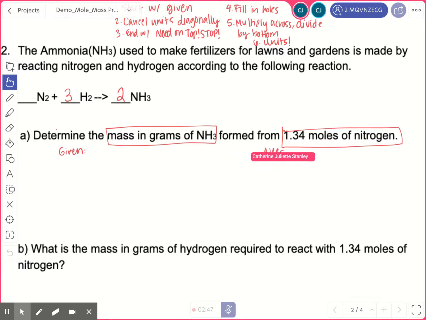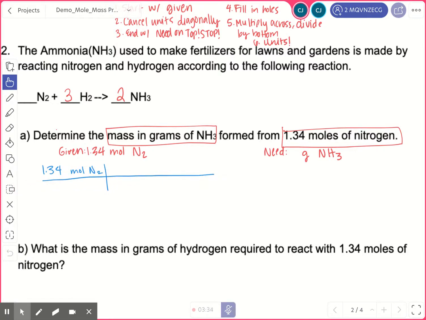and our need. All right, so what is our given going to be for this problem? Good job. 1.34 moles of nitrogen. What is our need? Good job. Grams of NH3. Very nicely done. All right, so step 1 says to start with the given. So we have 1.34 moles of N2.